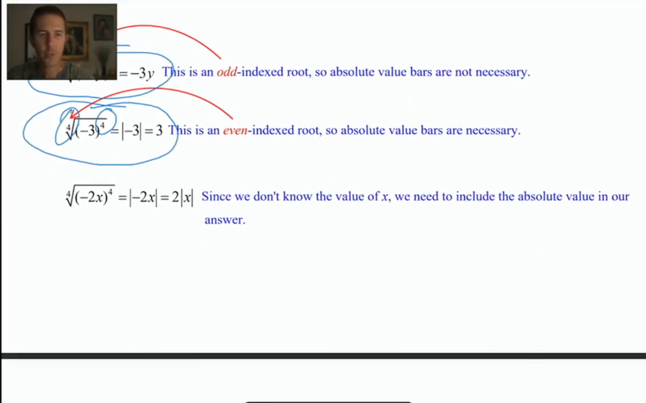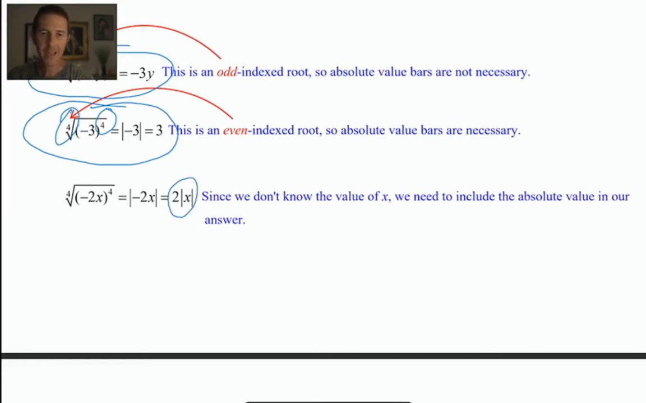This last example, where we're taking the fourth root of -2x to the fourth power, is interesting. There's a number in there and there's a variable, so it's an even index. The 4 on the outside and on the inside leads us to put the absolute value bars around the -2x. And then there's this additional step right here where it almost looks like we took the absolute value of the -2, made it a +2, and pulled it outside of the absolute value bars. And in fact, that's what we did.